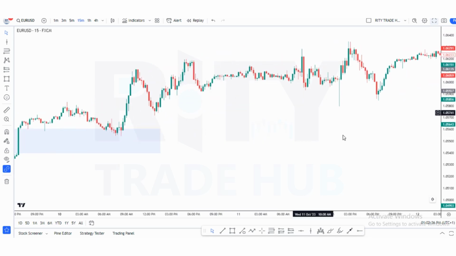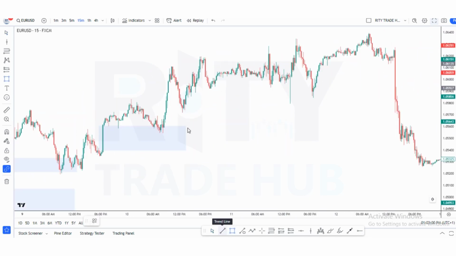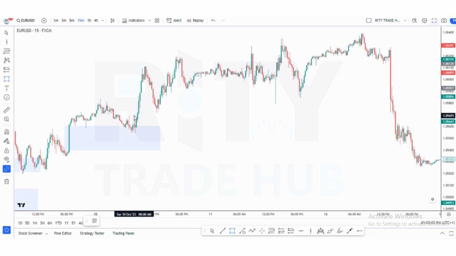So moving on, what happened right here? You can see clearly that we have another fair value gap around this zone.